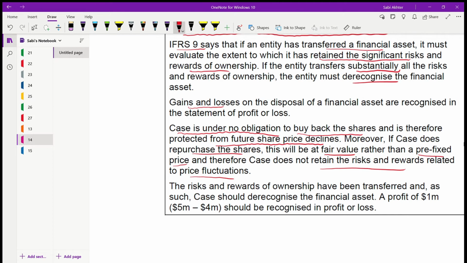That means Case is not having the risk and rewards anymore. That means that is transferred. So that means Case should derecognize the financial asset because risk and rewards are transferred. Fair value is 4 and it has been sold for 5, so there's a profit of 1 million, and this will be recognized in profit or loss.